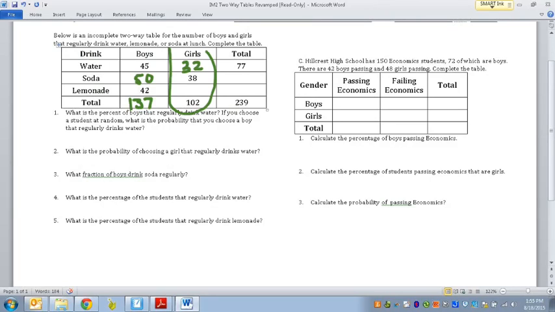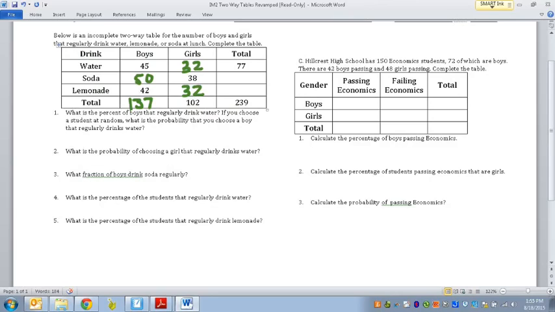All right, here again, I know how many girls drank water. I know how many girls drank soda. I don't know for lemonade, but I do know the total. So I only have one missing piece. So let's do 102 minus 32 minus 38, and that gives me 32.